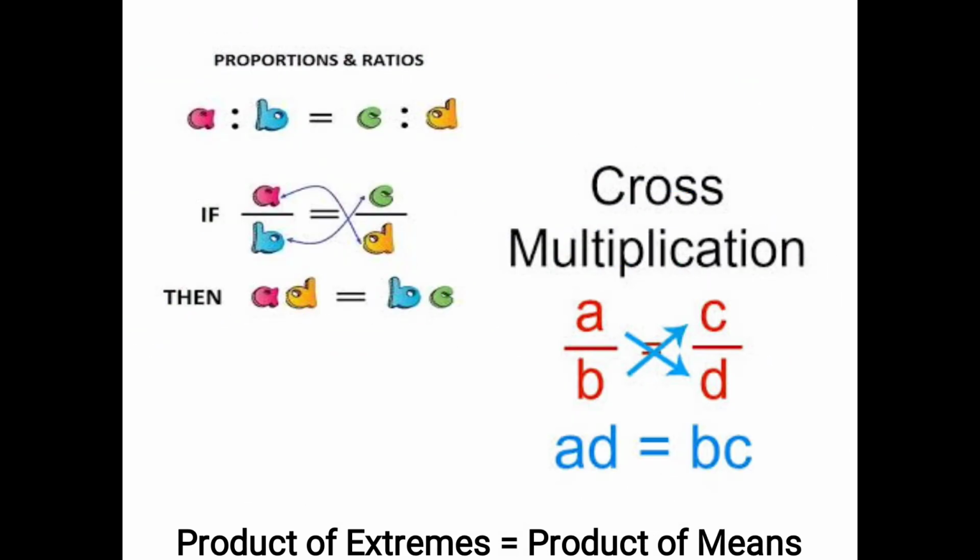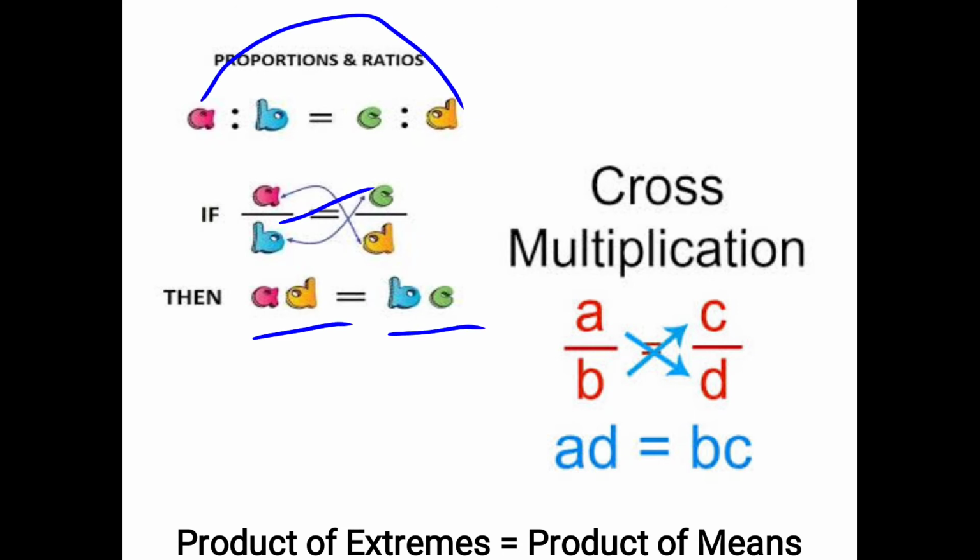And coming to the next one. Here I have given one more example. Proportion A is to B is equal to C is to D. We can do the cross multiplication, that is A by B is equal to C by D. So A into D is equal to B into C.